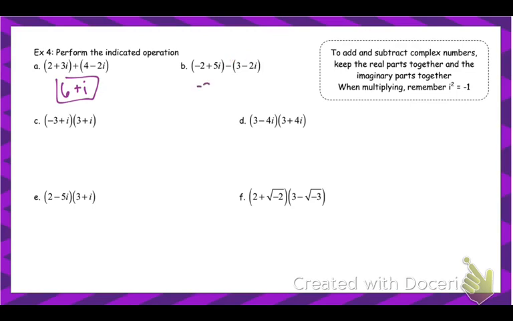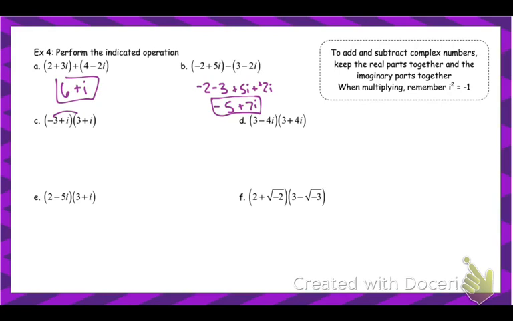So this becomes -2 minus 3, that's the real part. 5i minus -2i, that's the imaginary part. So that becomes -5 plus 7i. Typically, when we write our answer, we're going to write it in standard form, which is that a plus bi form. So you have the real part together and you have the imaginary part together.